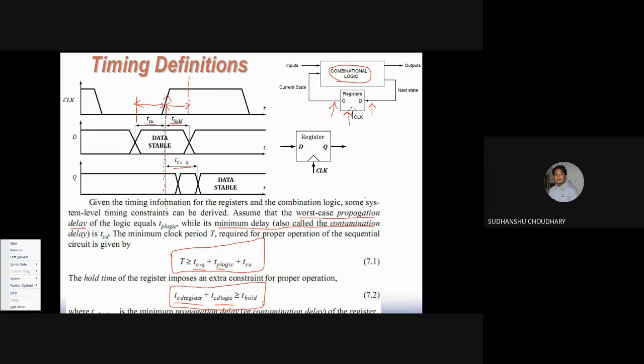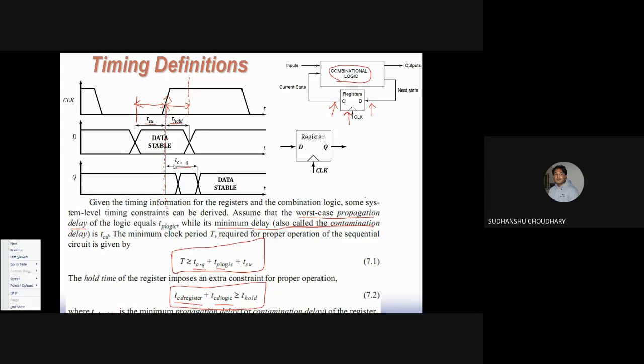Now this hold time sets a requirement. That is, contamination delay sets a requirement on my hold time. So hold time should be less than or equal to the contamination delay of the register plus the contamination delay of the logic. So for example, here, if you remember, hold time is mentioned over here, and clock to Q delay is mentioned over here. So clock to Q delay here is greater than hold time.